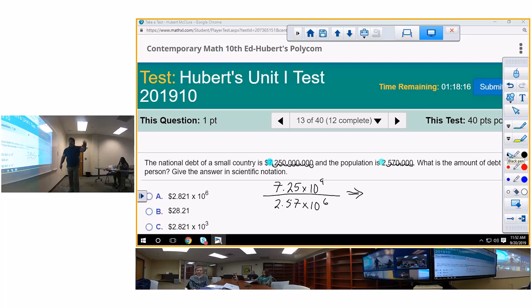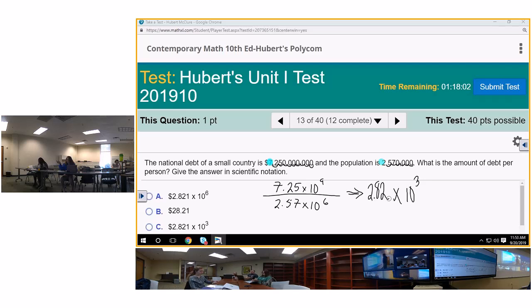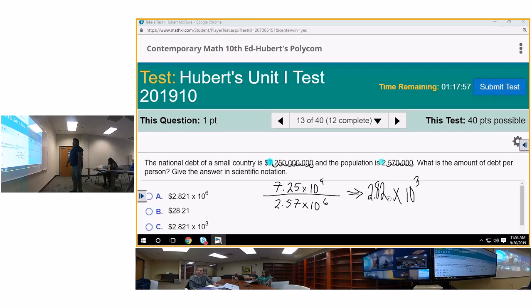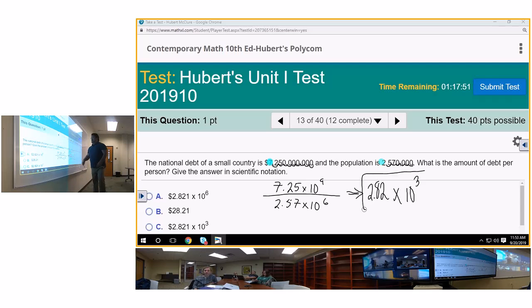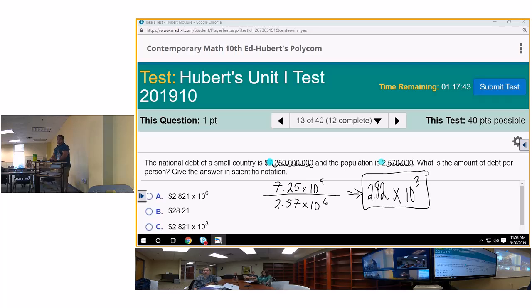So somebody take your handy dandy calculator and do the first part. Now, what is 9 minus 6? 3. Okay, so it's going to be 10 to the 3rd power. I got 2.82. Has everybody got 2.82? It keeps going. That's fine. You see they rounded it. Does everybody get 2.82 or 2.821? Yeah. All right, so there's your answer. All you got to do is match it up now. So it looks like to me it's going to be Charlie.